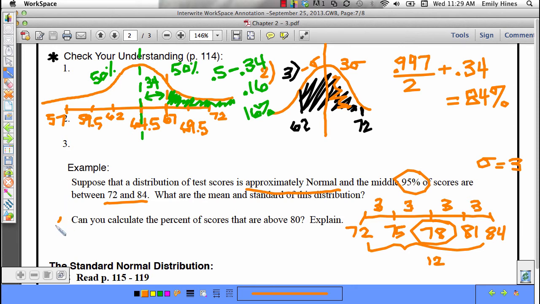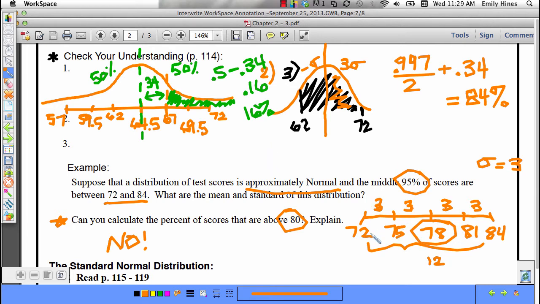So the next question says, can you calculate the percent of scores that are above 80? And while we can in the future, at the moment, no. Because the only knowledge we have right now is the empirical rule. So we have to go from standard deviation marks specifically, and 80 is not one of our standard deviation marks. So at the moment, no. We cannot. However, what we can do is work with something called the standard normal distribution, which we will learn about in just a second.